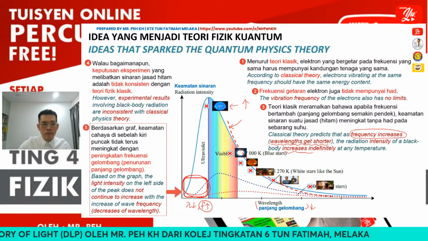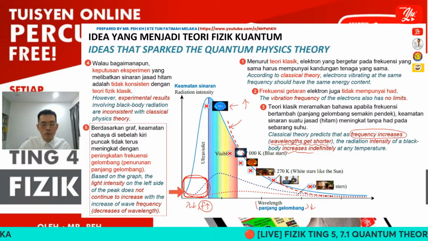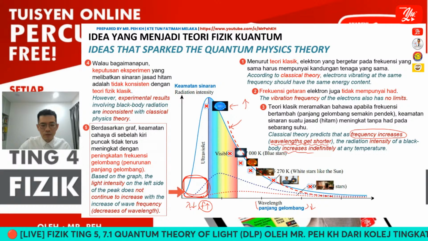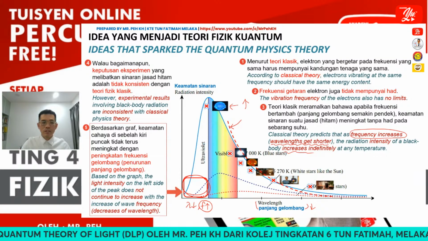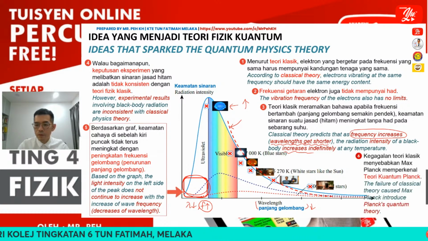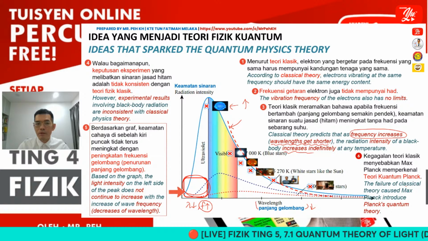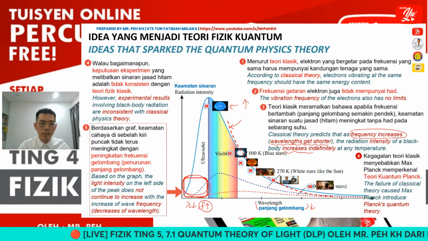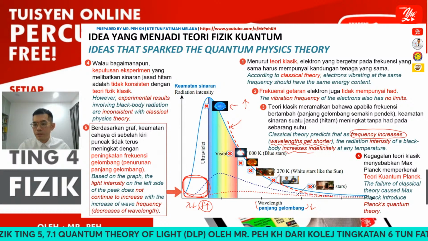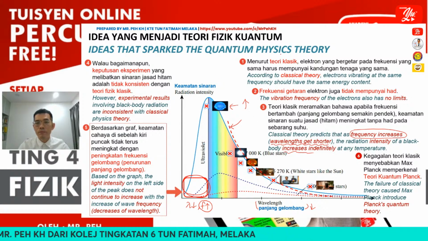But through the experimental result, the curve on the left side shows a decrease of the radiation intensity, although the wavelength decreases or the frequency increases. This shows a different result from the classical theory. Therefore, classical theory fails to explain the results we get from the black body surface. This introduced a new theory that we are going to discuss today, which is quantum physics theory.